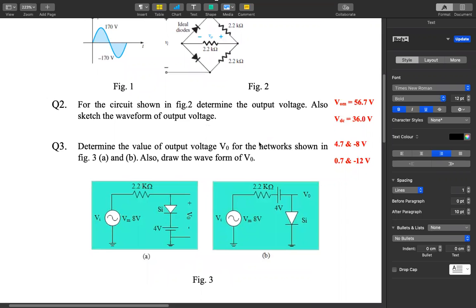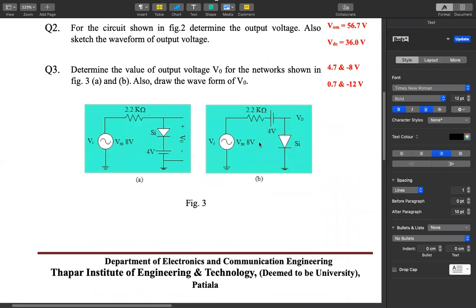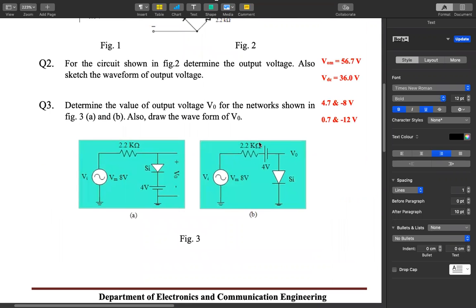And in this class, we will try to solve question number 3 and question number 4. So the basic concept has already been taught to you in the class. Now you try to solve question number 3, part A.